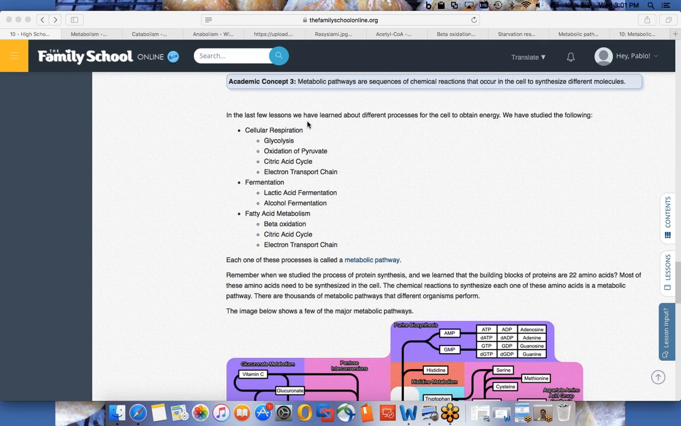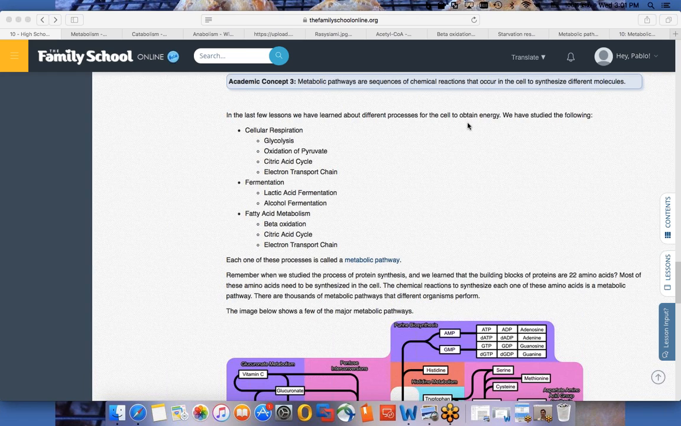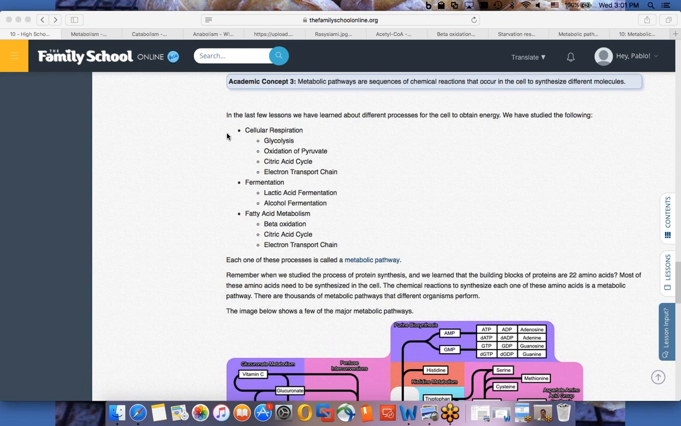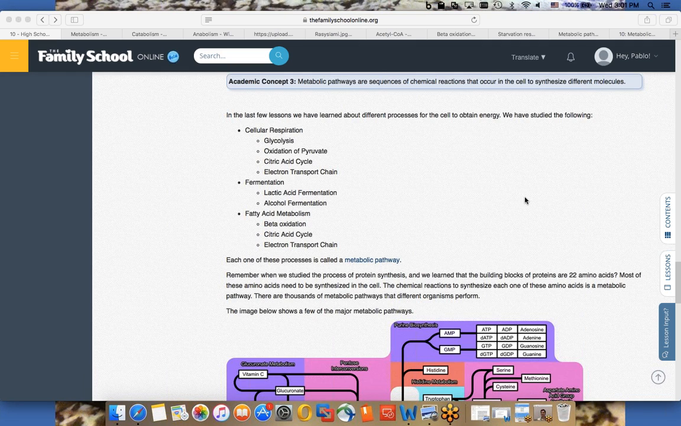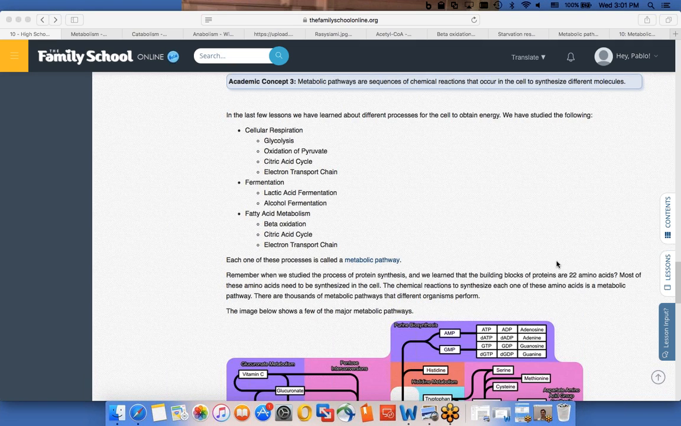So here we say that in the last lessons we learned about different processes for the cell to obtain energy, and we look at these three processes. So what can you tell me about, for example, cellular respiration?